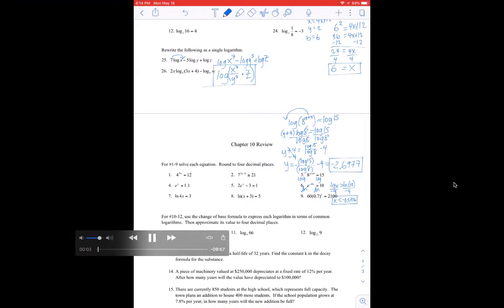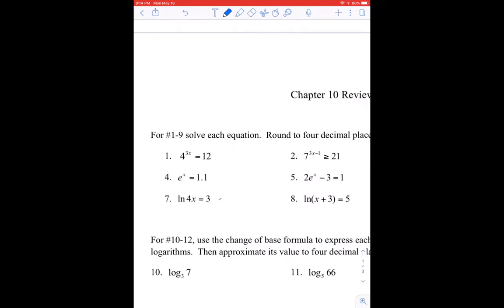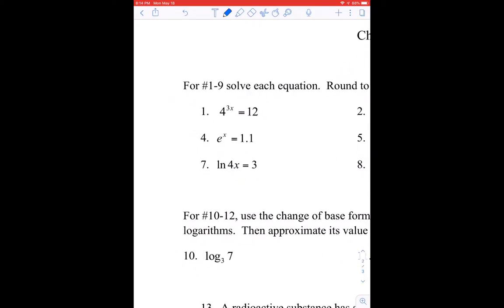Alright, this is the final video on the review that I will be doing, and then you will have your homework assigned to you. So I'm going to start with, on the second page, number 7. So we're almost done with these right here. So 7 is kind of like number 6, which I did last time.